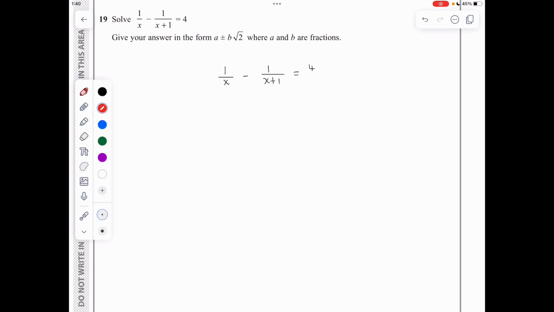I will start by writing the 4 as 4 over 1. And I identify the LCM as being x plus 1. I'm trying to eliminate the denominators. So the first fraction is to be multiplied by x plus 1, the second one by x, and the 4 by x plus 1. And this leads to x plus 1 minus x is 4x plus 1. The left-hand side is simply 1, and the right-hand side is 4x squared plus 4x. I will be collecting everything on the right-hand side. To get 0 is 4x squared plus 4x minus 1.